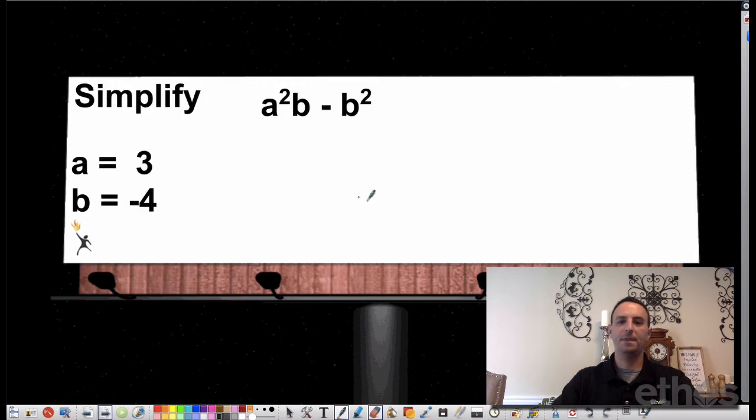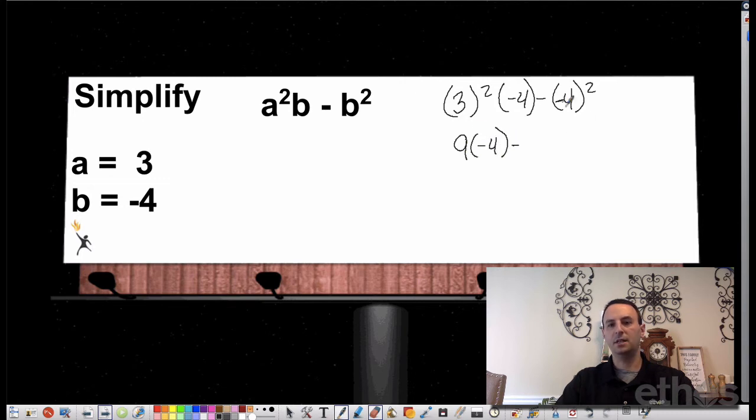All right. So now we take a look at a slightly more challenging problem. A squared times b minus b squared. So it's important that we take that time and plug in the formula, plug in the information like we're supposed to. So 3 squared times negative 4 minus 4 squared. So solve all the exponents. 9 times negative 4 minus negative 4 squared is 16.